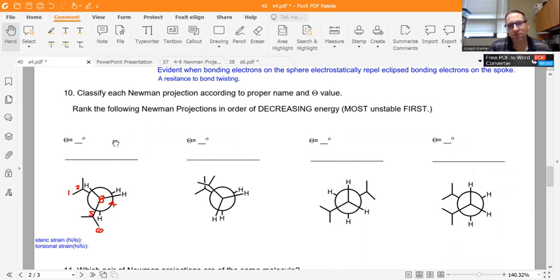We have 2 isopropyl groups there, right? That's your gauge measurement for the theta. Okay, so start from the isopropyl on the spoke. What's the degree away to the isopropyl on the sphere? 0 degrees is full eclipse, 60 degrees is gauche, 120 degrees is partly eclipsed, and 180 degrees is anti. So go ahead and see if you can finalize that.